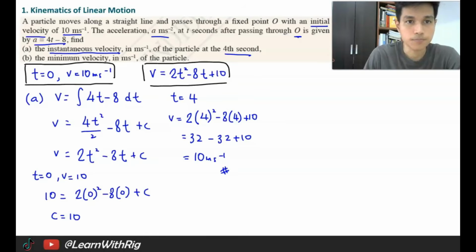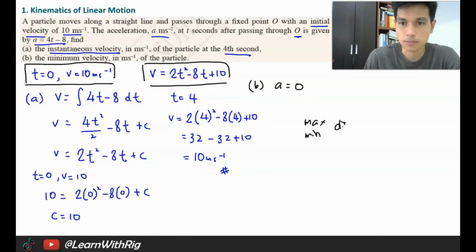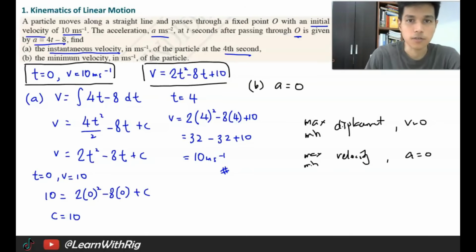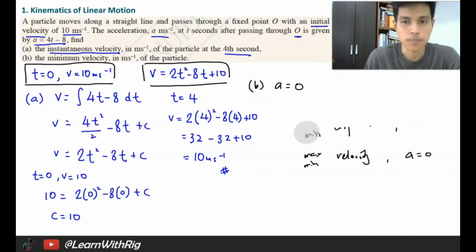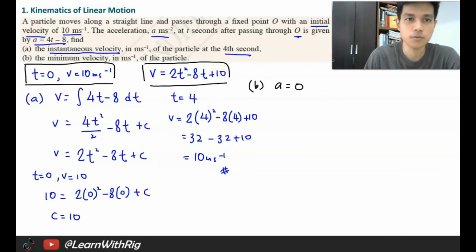So next question. Question B, the minimum velocity. Same thing I already mentioned in the notes. When they ask for maximum or minimum velocity, your acceleration will become 0. If they ask for max or minimum displacement, your v is equal to 0. When they ask for max or minimum velocity, a is equal to 0. Okay, your acceleration. So in this case, they're asking for minimum velocity, so that means a is equal to 0.